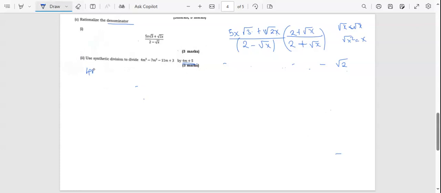Okay, so 4m plus 5. Let's say it is equal to 0, because they need to give us 0. Then we'll find the value of m. So 4m is equal to negative 5. We divide throughout by 4. In short, m is equal to negative 5 over 4.